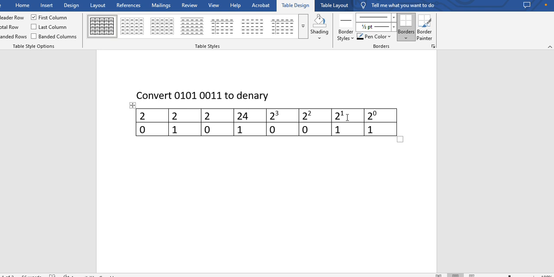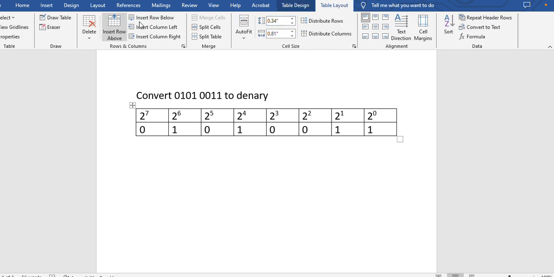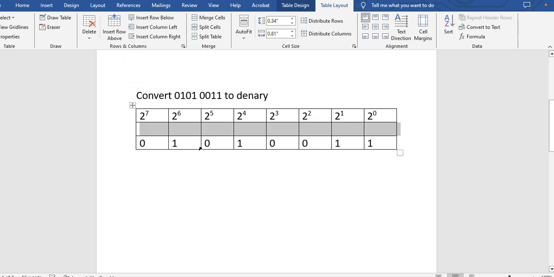power 4, then power 5, then power 6, then power 7. Once you have that, you can add another row below it to simplify the powers of 2, so that we know what 2 raised to power 2 is equal to.